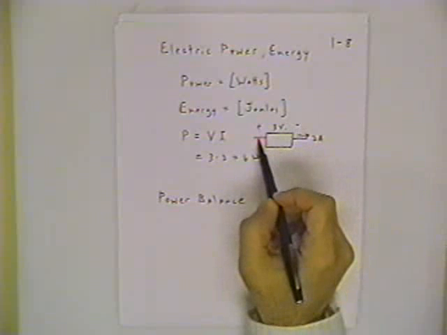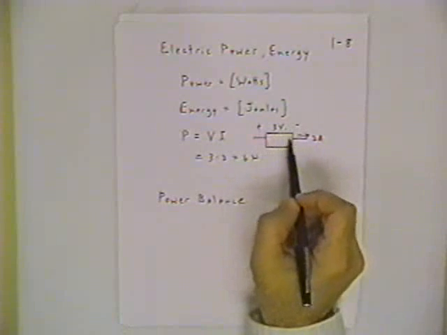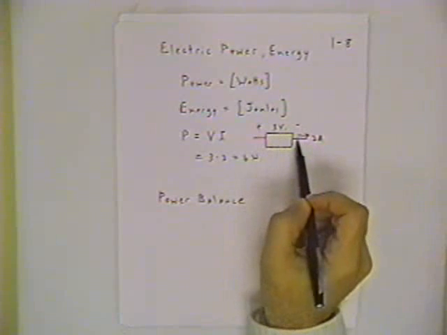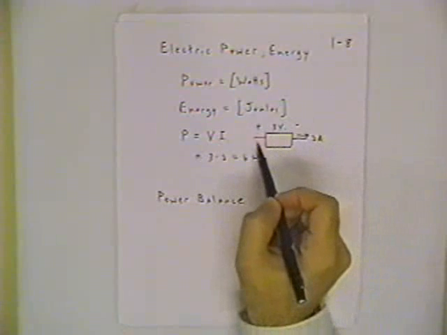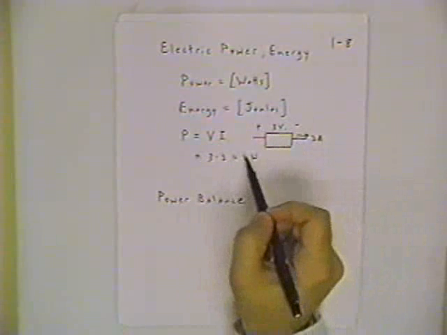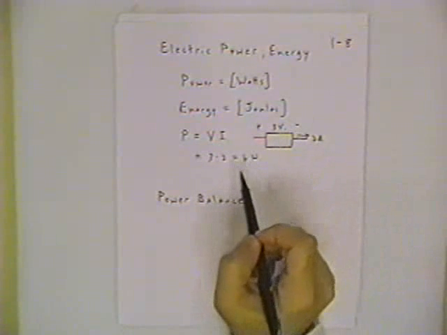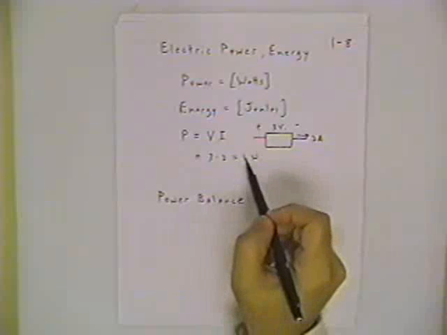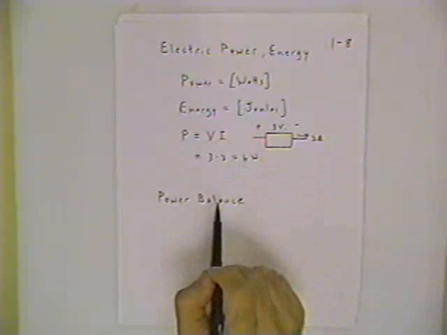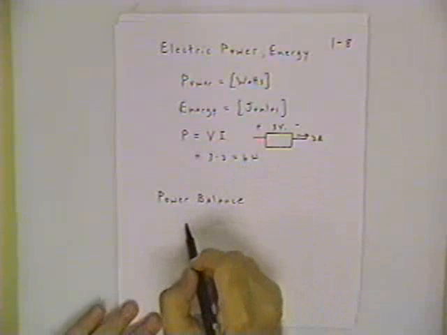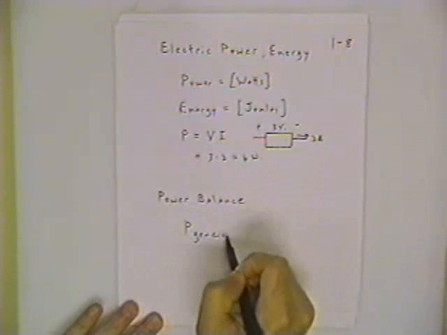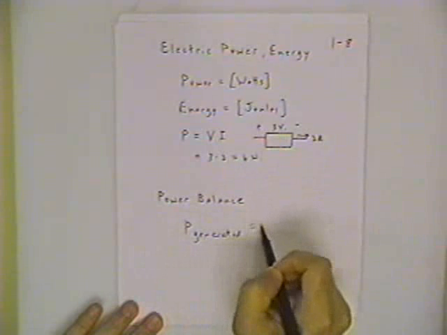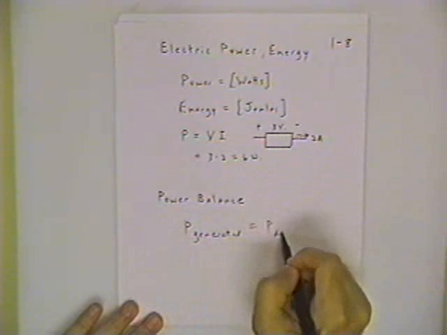That means a positive test charge going from this side of the element to this side of the element would be losing energy. If the polarity were reversed here and the charge were going from lower to higher potential, that would be indicated with a negative 6. That shows power being generated. And in fact, the idea of power balance is that the total amount of power generated has to equal the total amount of power dissipated.